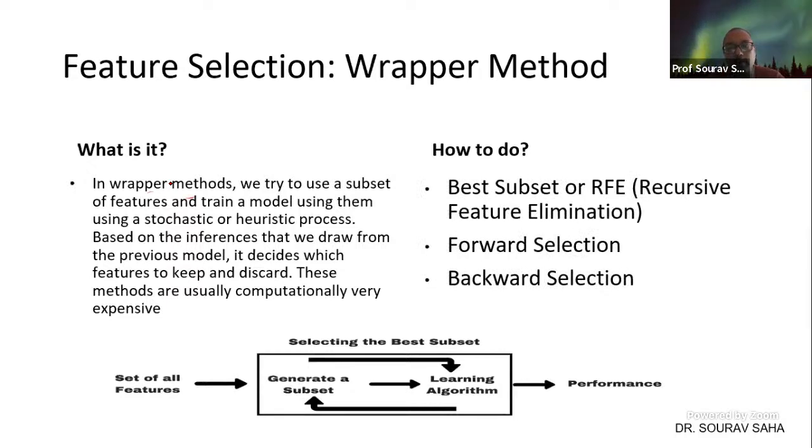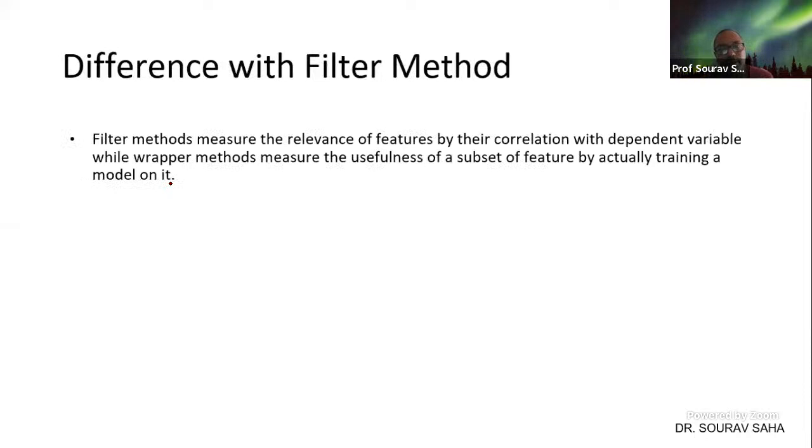So these are some of the methods: RFE, forward selection, backward selection. These are some of the methods which are out there. Typically these are computationally very expensive. In the previous case, the computation was not that intensive, but this one is computationally very intensive.